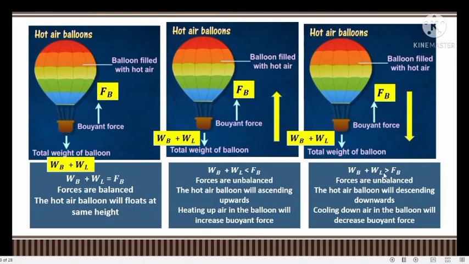The third situation, let the hot air cool down. So the volume of the balloon will decrease, thus the buoyant force decreases. When the buoyant force becomes smaller than the total weight of the balloon and the load, the forces are unbalanced. What happens to the balloon? The hot air balloon will descend downwards. The cooling down of air in the balloon will decrease the buoyant force. So this is how we apply Archimedes principle for hot air balloon.